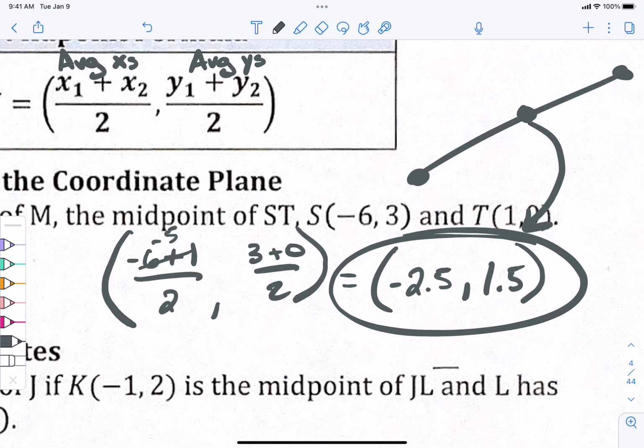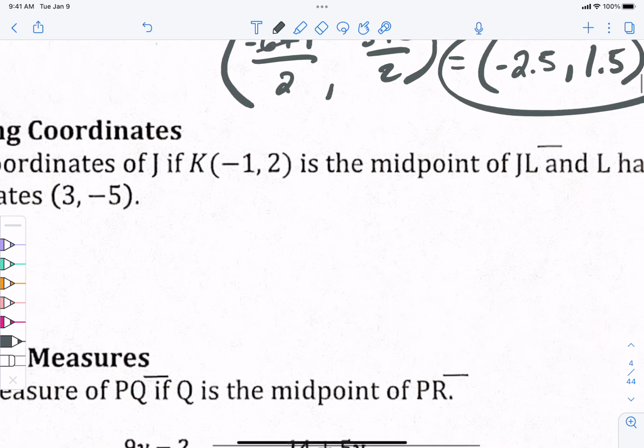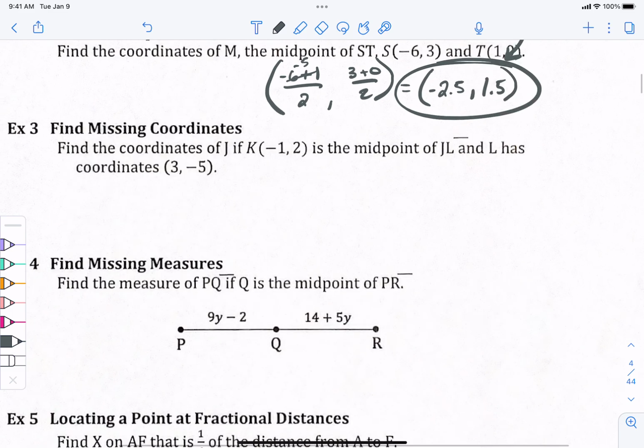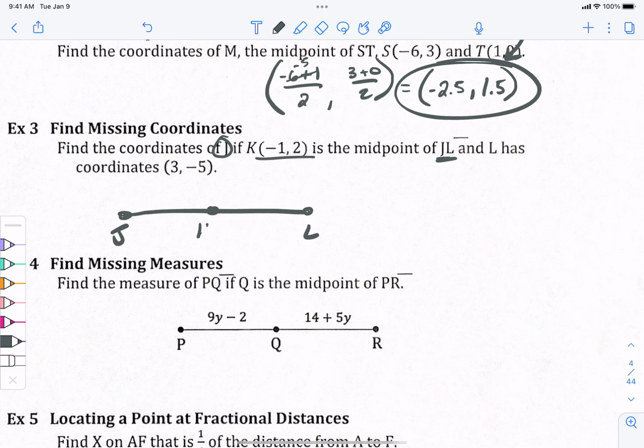All right, now they're going to be a little bit more confusing. Ready? I'm going to draw a picture of what this looks like. Find the coordinates of J if K is at negative 1, 2, and K is the midpoint. K is the midpoint of JL, right? So I'm going to say J is here, L is here, K is the midpoint. And we have the coordinate for the midpoint. This is at negative 1, 2, right?